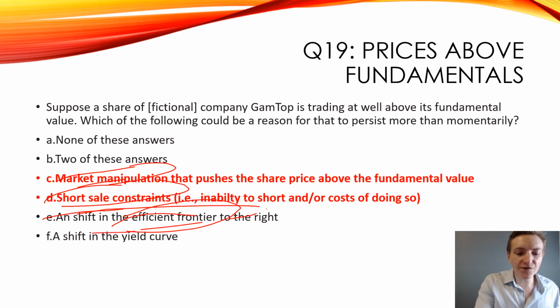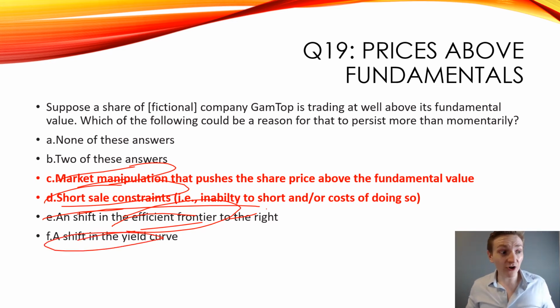And then finally, a shift in the yield curve, that would not cause this either because the yield curve is rather orthogonal to what we're talking about in this case. Hence why only C and D are relevant answers to this particular question.